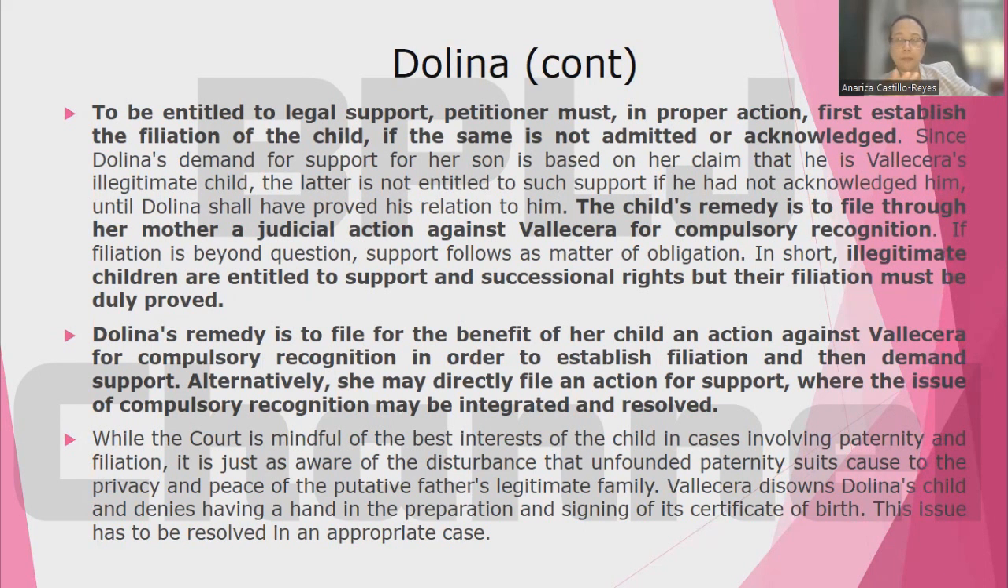So, Dolina filed the wrong remedy because she filed a criminal case, okay, instead of filing a civil case for support, and then the recognition or establishment of filiation may also be introduced in that action for support, or she may file an action for compulsory recognition, okay, to establish filiation and then demand support in the same action. Okay?